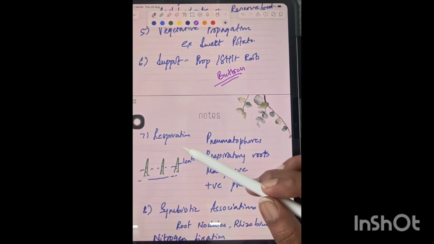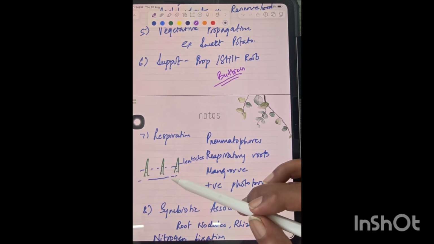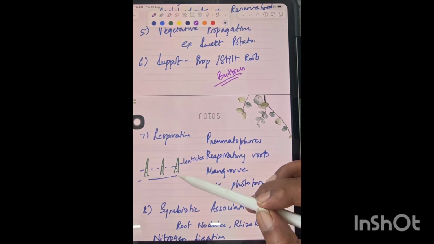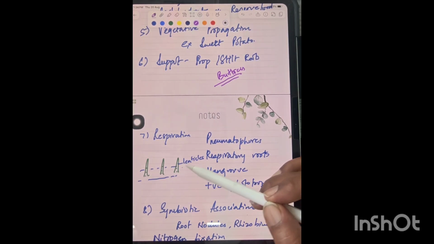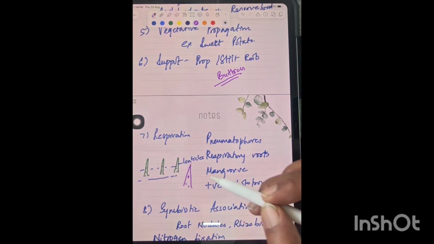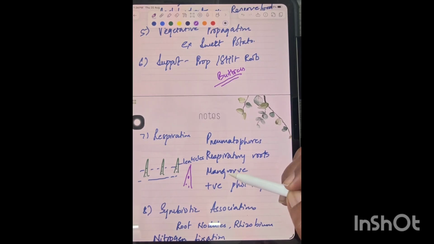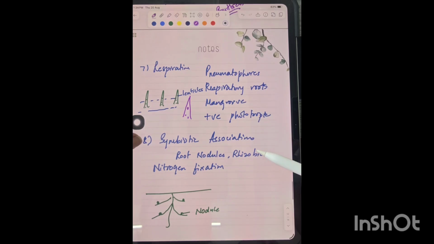And next is the respiratory roots. There are roots like in mangrove plants, one of the plants is Avicennia, in which you will find that because of the waterlogged condition, different types of roots are developed. The roots come out of the soil, and they have some openings, which are called lenticels, which help for gaseous exchange, and that's why they are called respiratory roots.